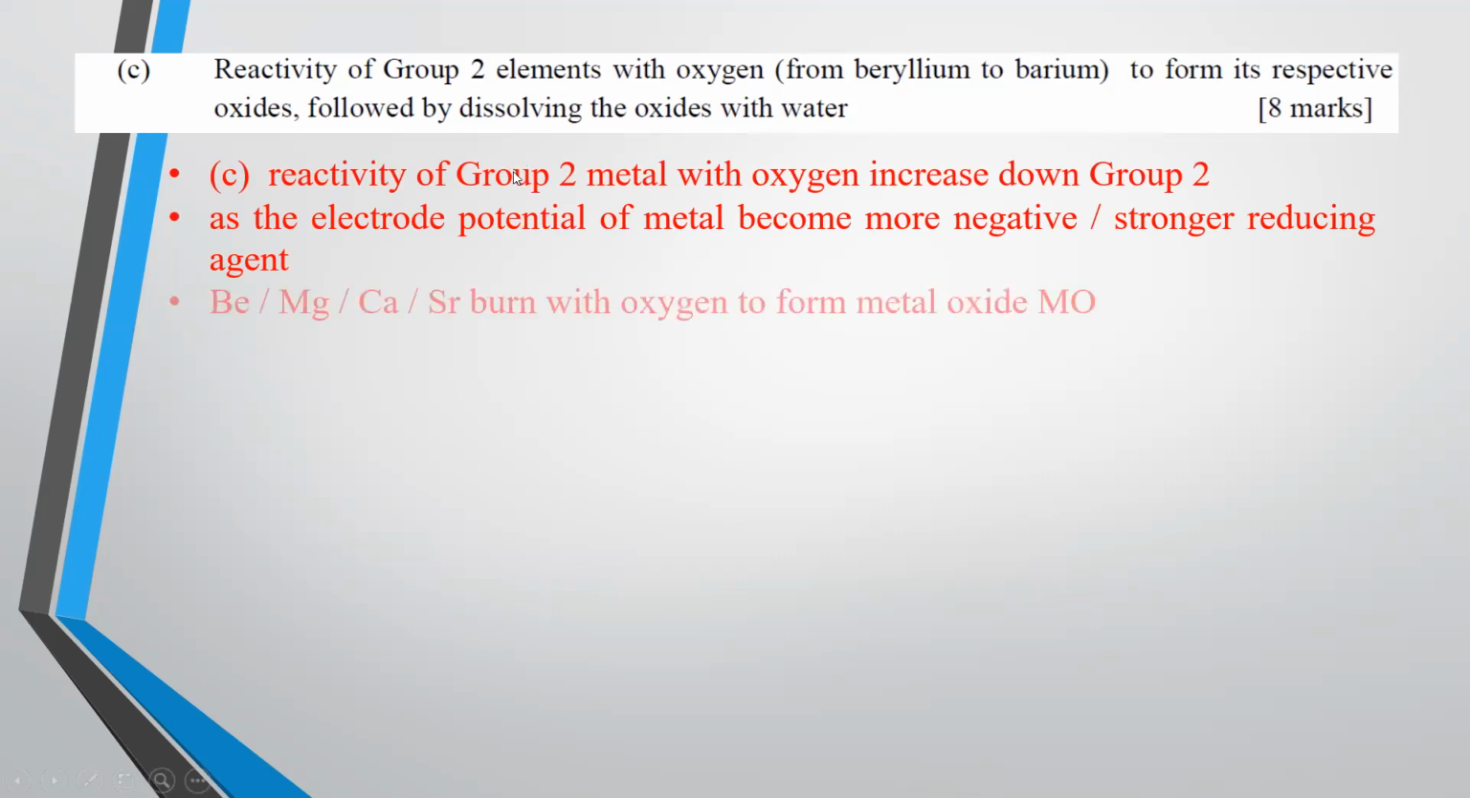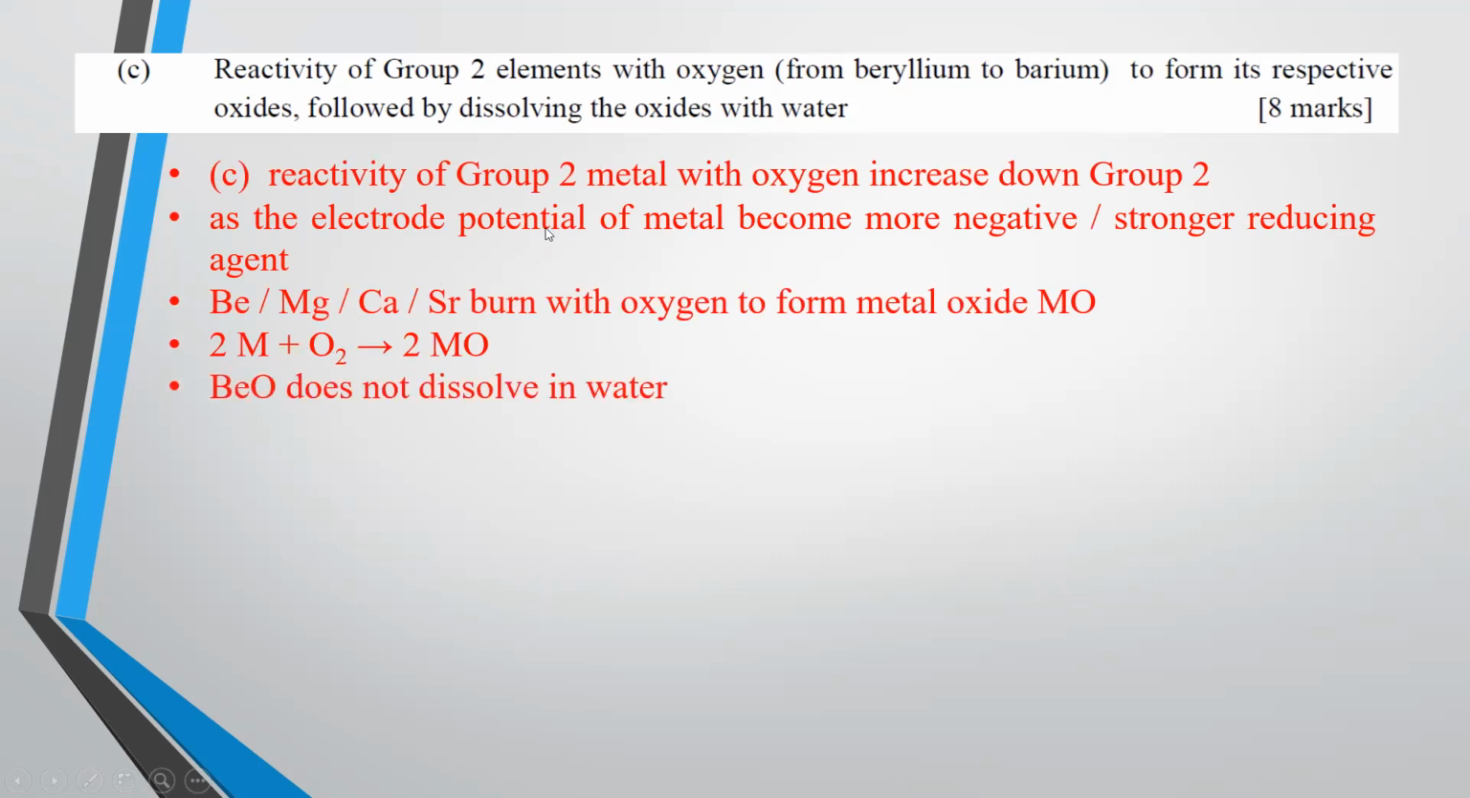Then you have to mention beryllium, magnesium, calcium, strontium bond with oxygen to form metal oxide. So you form 2M plus O2 gives 2MO, whereas beryllium does not dissolve in water. Then one more is barium, while barium forms barium hydroxide, according to the equation. So just write down, don't care where the marks are located. Just do your best to write down as fully as you can in here.